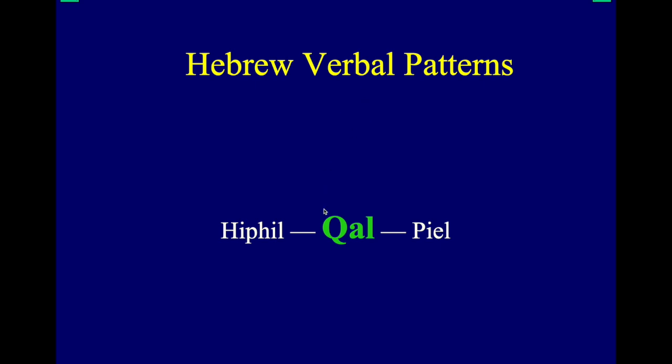So if it was in the Qal stem, it would be just it rains. If it was in the Piel stem, it might be it rains real hard, or it might be like it became rain. It became rainy. The Hiphil stem would be God caused it to rain. So it's a causative stem in general.